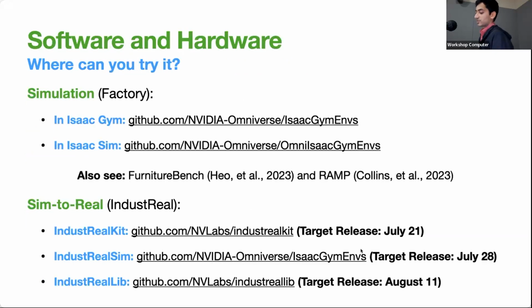For those of you who are interested in trying our simulation tools or reproducing our real-world results, feel free to take a photo or a screenshot. Our simulation tools are available in 2 repos, and our sim-to-real tools, which include CAD models, industrial kit, algorithm implementations, industrial sim, and real-world policy deployment code, industrial lib, are all planned to be released within a month's time.